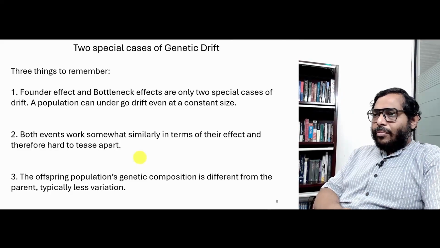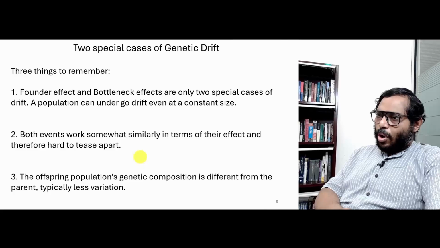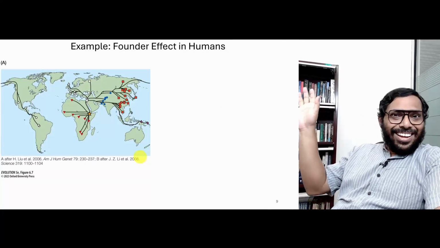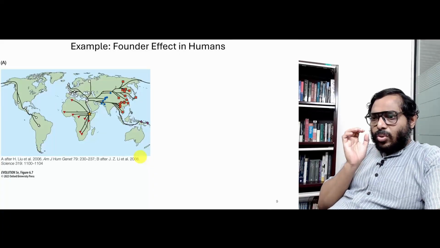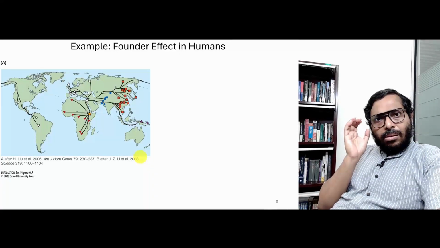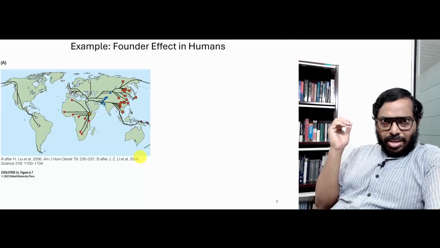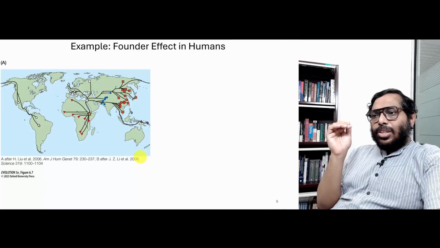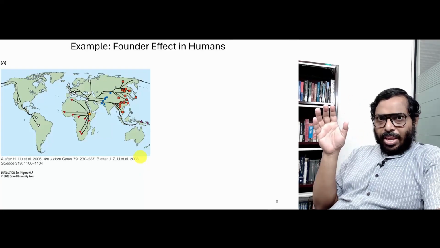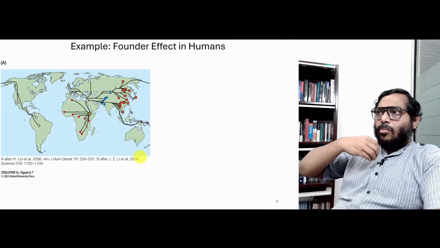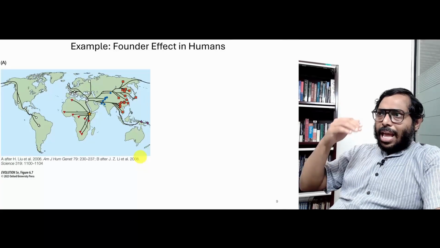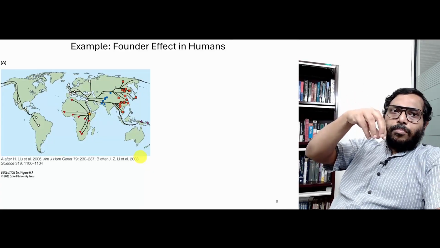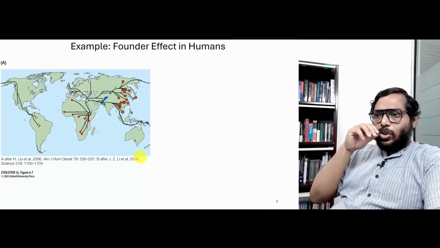So, let us look at a few examples of both founder and bottleneck effects. This is one of the very famous, big examples of founder effects. We know that humans, Homo sapiens, originated somewhere in East Africa, and from East Africa we migrated to different places, and these migrations did not happen in one event, they happened subsequently. So, we went from point A to point B, and then after some time from point B one group went to point C, another group went to point D, and so on and so forth.